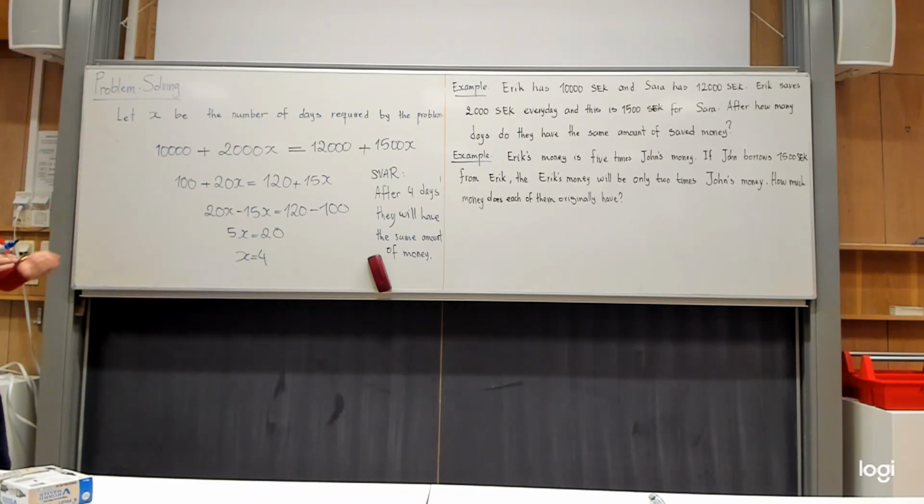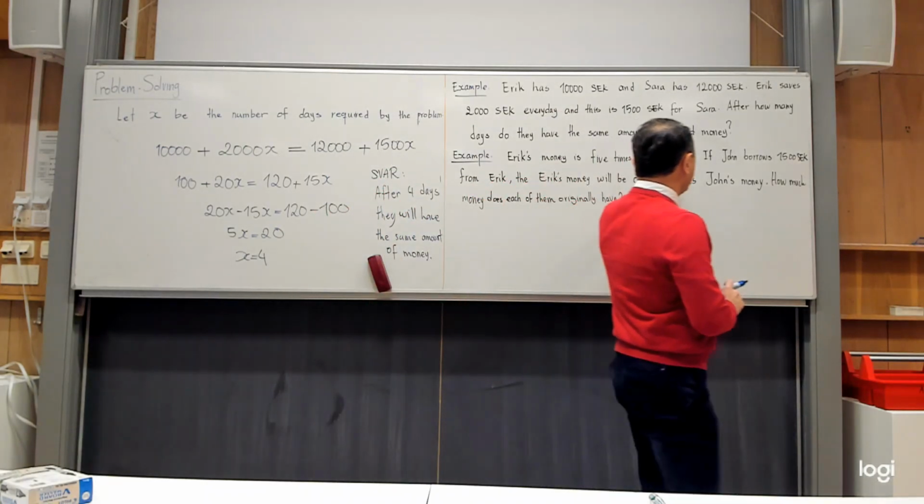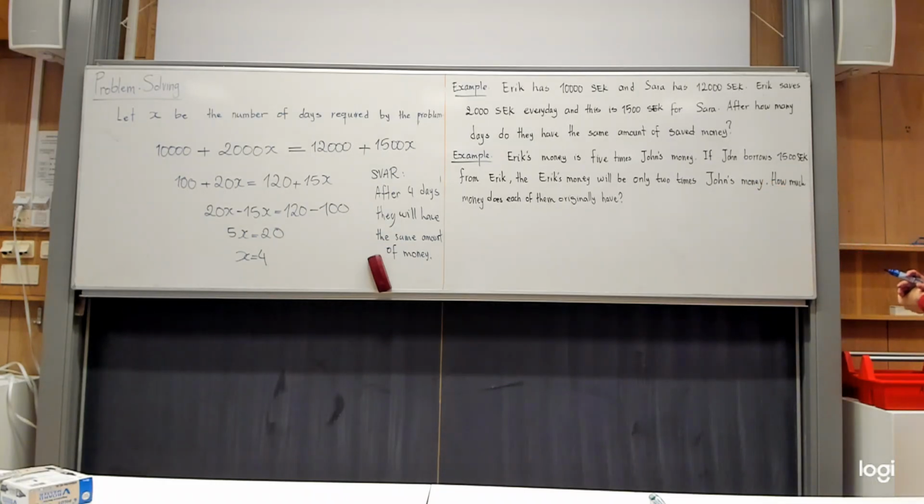Okay. So now let us go to the last problem for today. Eric's money is 5 times John's money. If John borrows 1,500 from Eric, then Eric's money will be only 2 times John's money. How much money does each of them originally have? Okay, so how can we set up the problem?